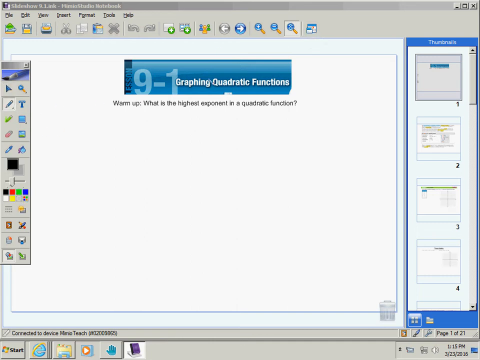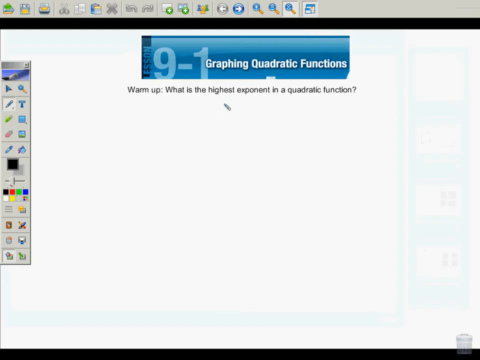Let's start talking about quadratic functions. Remember that the highest exponent in a quadratic function would be 2, so you have something raised to the second power. Something like x squared plus 4x plus 8 would be an example of a quadratic function because the highest term is the squared term.